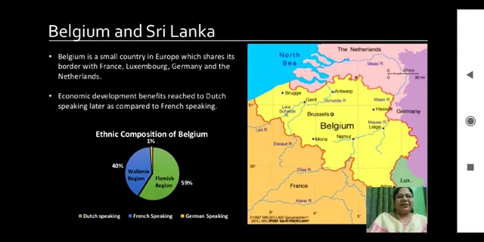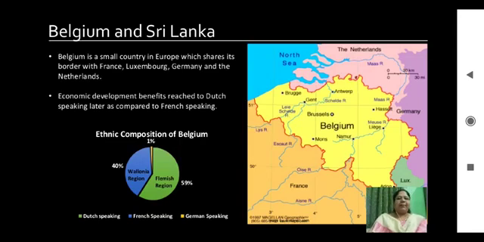Now moving to Belgium and Sri Lanka, we pick up Belgium first. Now as you can see on the map of Belgium, the yellow part is Belgium, my dear children, and it's a small country in Europe which shares its borders with various other countries which you can see in blue, peach, lavender and orange green, which are France, Luxembourg, Germany and Netherlands.